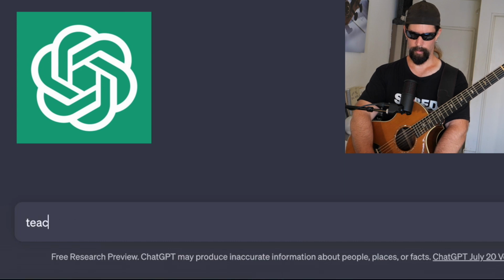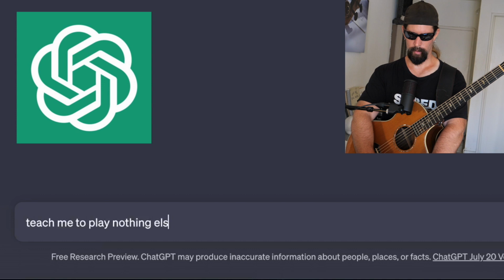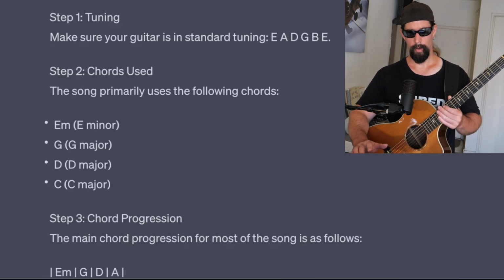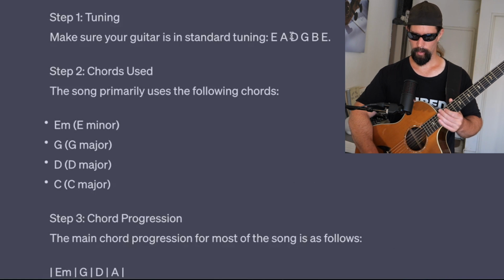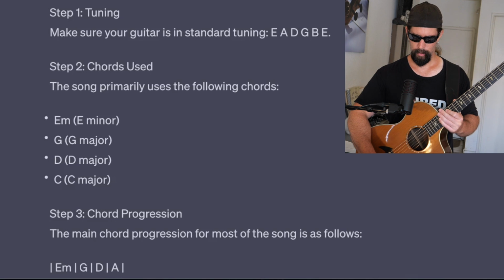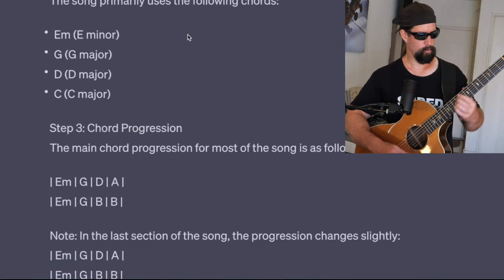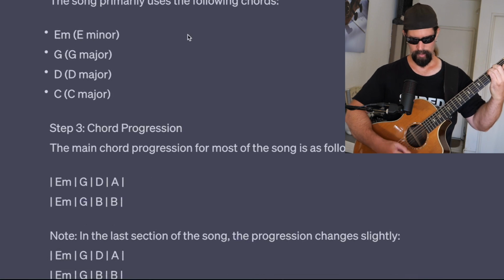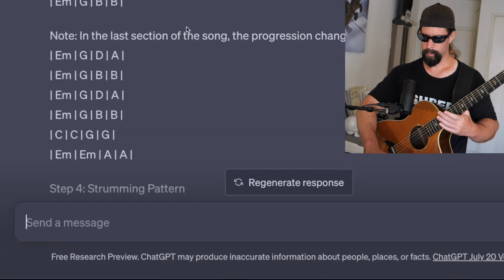All right, ChatGPT, teach me to play Nothing Else Matters by Metallica. Sure, I'd be happy to help you learn how to play Nothing Else Matters. Okay, tuning standard, check. Step 2, chords used. We got E minor, G, D, and C. Got that. Where's the tab, chat?